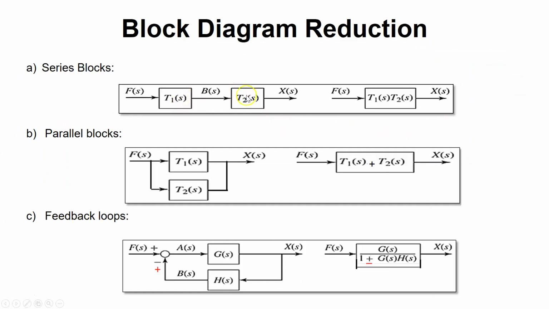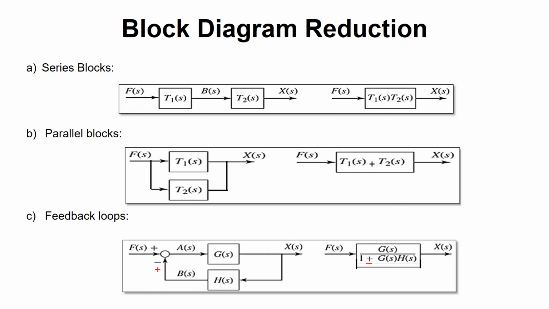One, if there are two blocks in series right after each other, then you can simply multiply them, right? Because here x over b is t2, b over f is t1. So if you multiply, you can see that x over f is t1 times t2. If there are two blocks in parallel, then you simply add them together. If there is a feedback loop, then in the feed-forward direction, you have G.